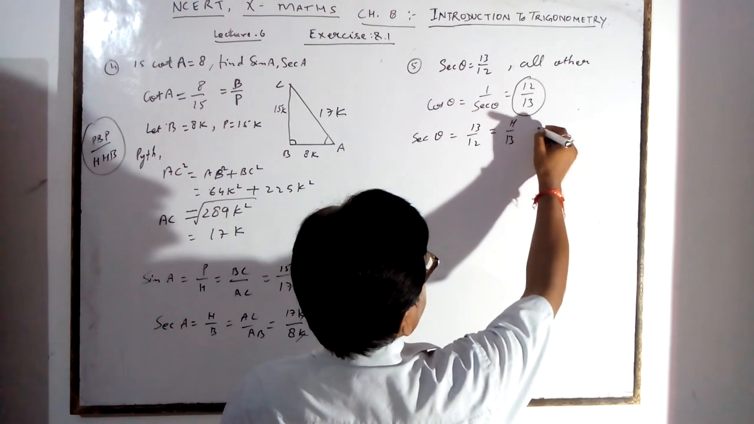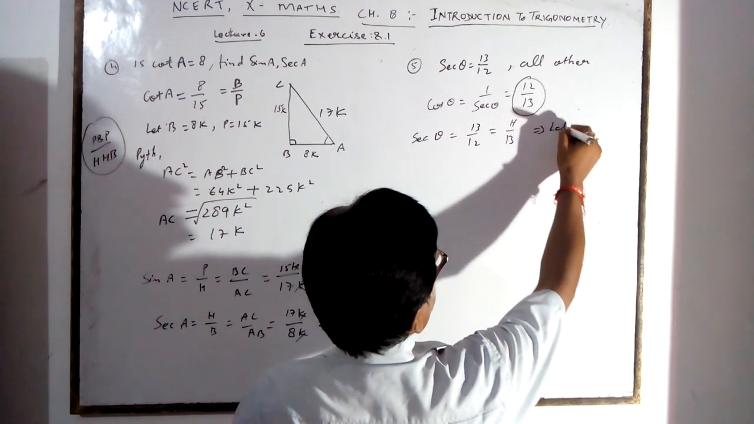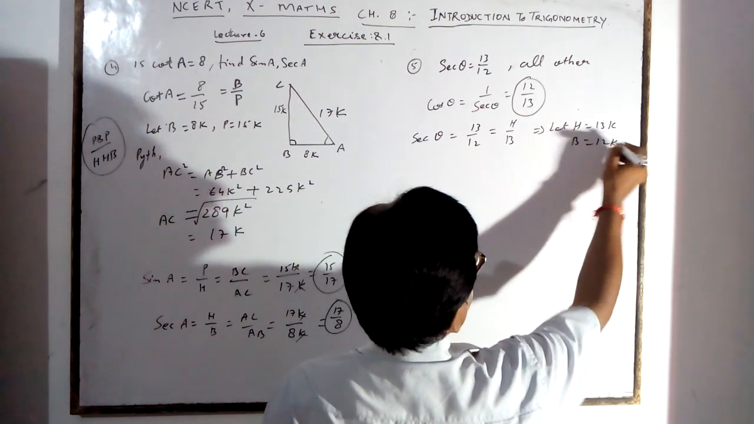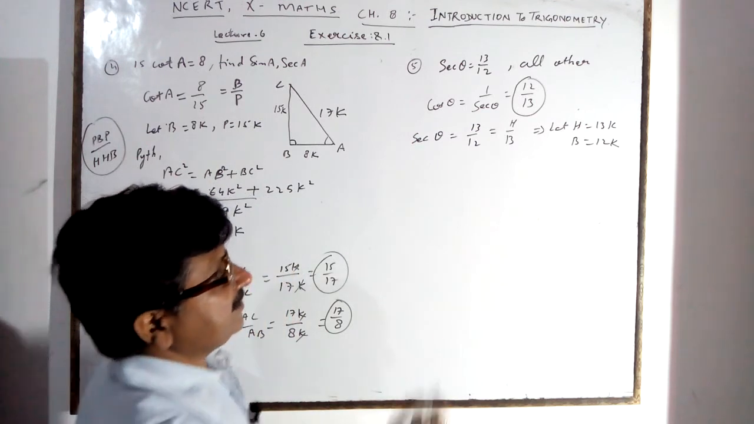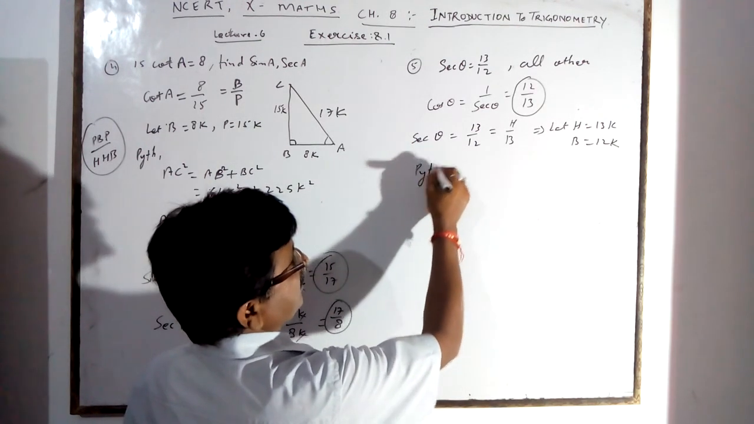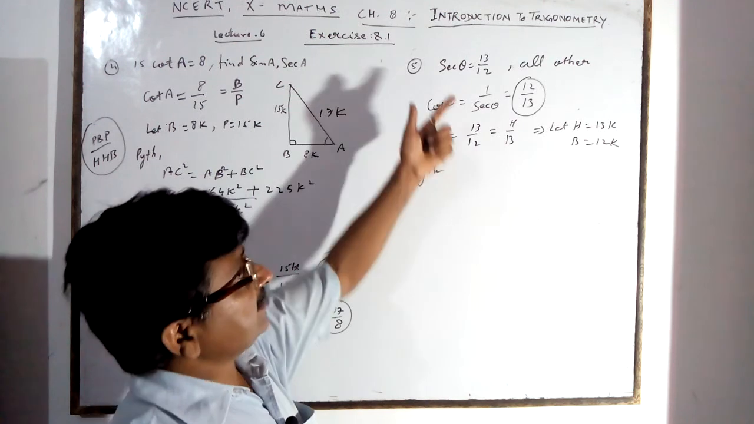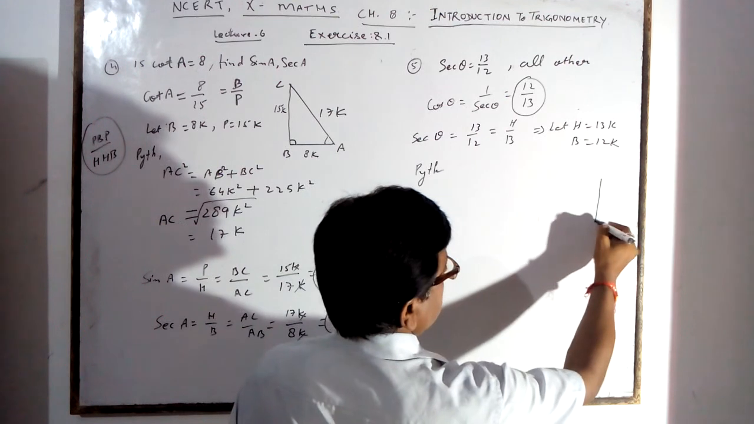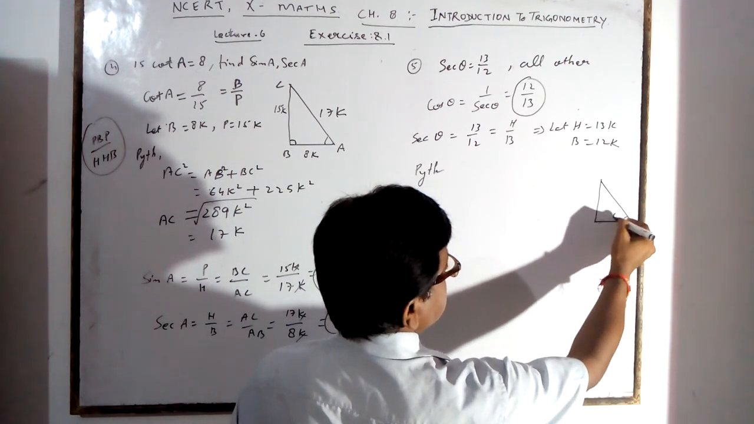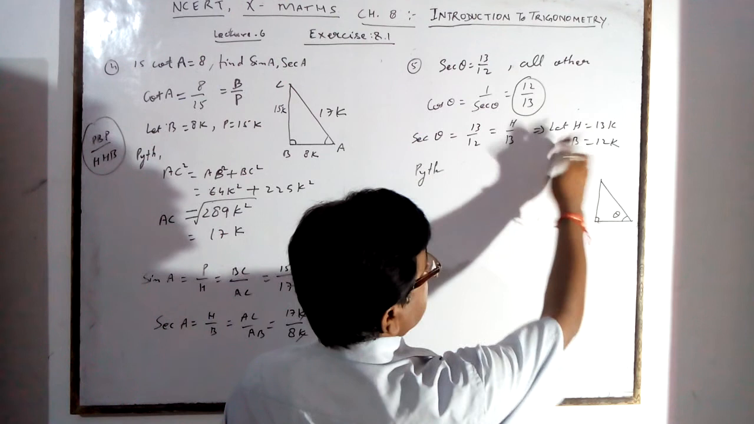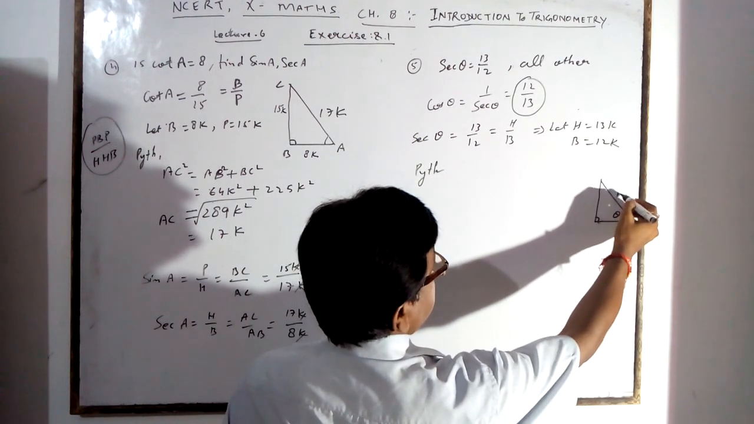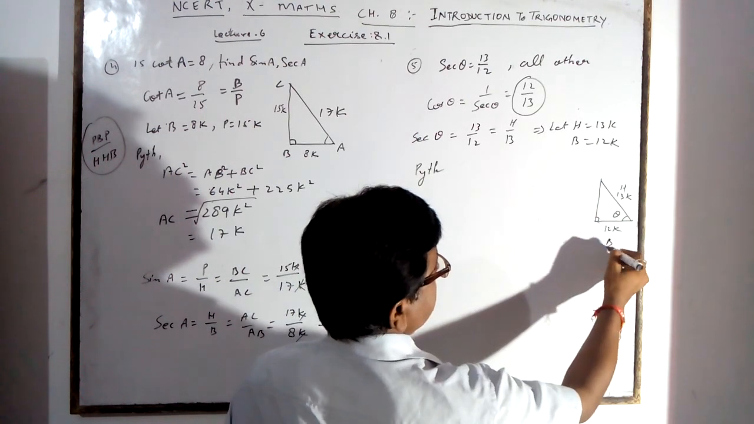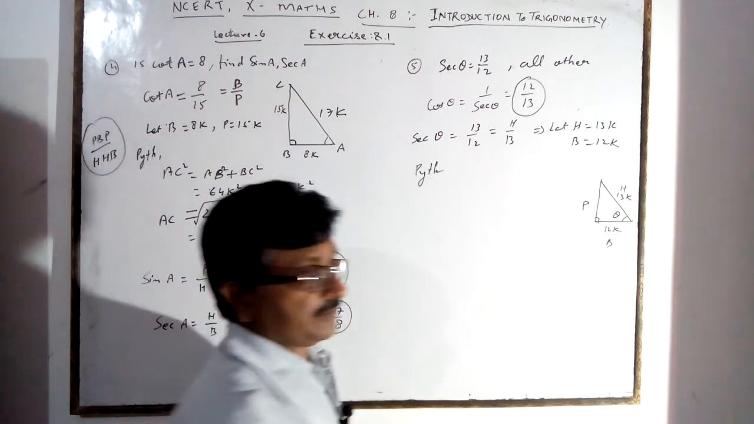Therefore let H be 13k and base be 12k. Hypotenuse and base are given, then how will you get the perpendicular? Theta is an acute angle. Without a figure you can do it, and if you want you can draw the figure. Here is the angle theta, and this is 90 degrees. According to this, H by B is given, so it is 13k and 12k. It is H and it is B. For this theta, the remaining side must be the perpendicular.